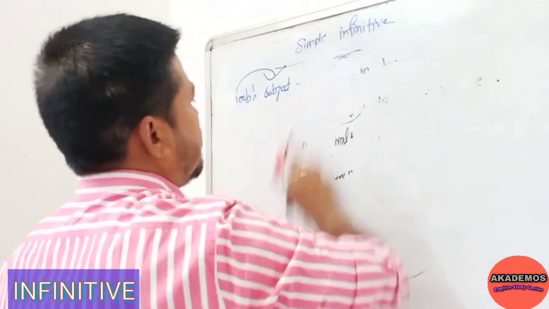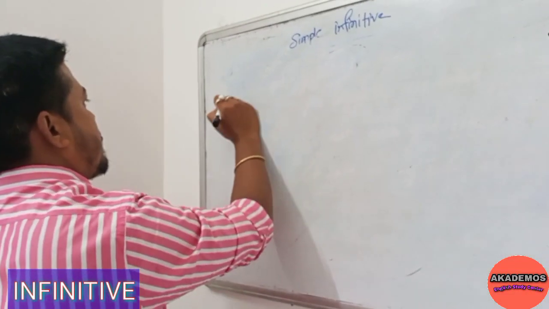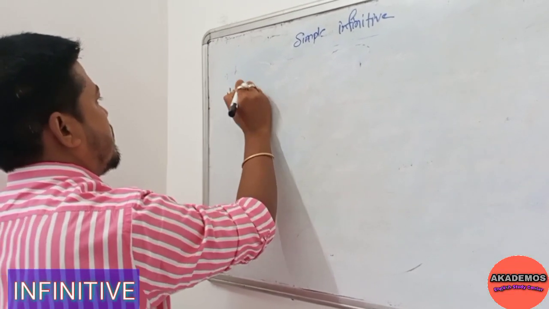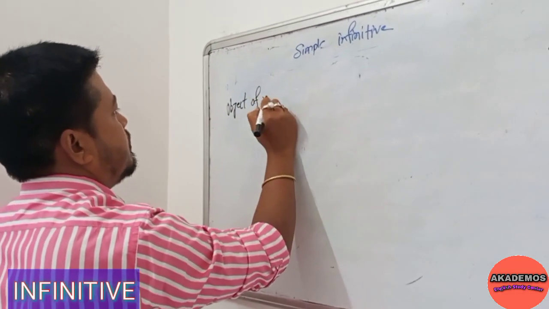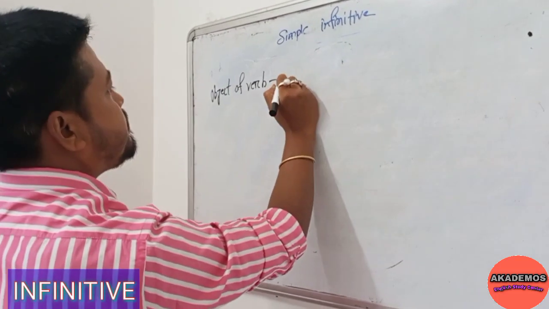And next, object of verb. What is object of verb?